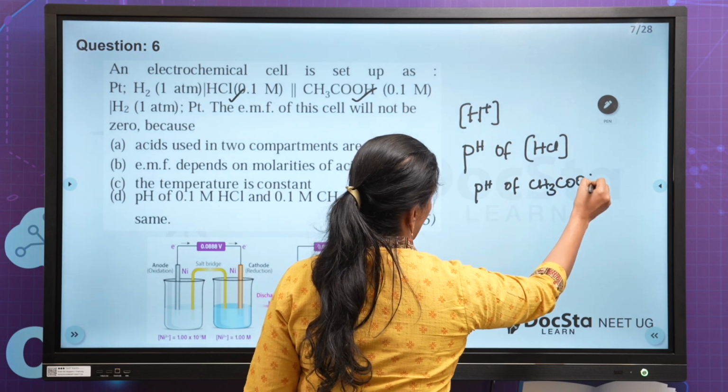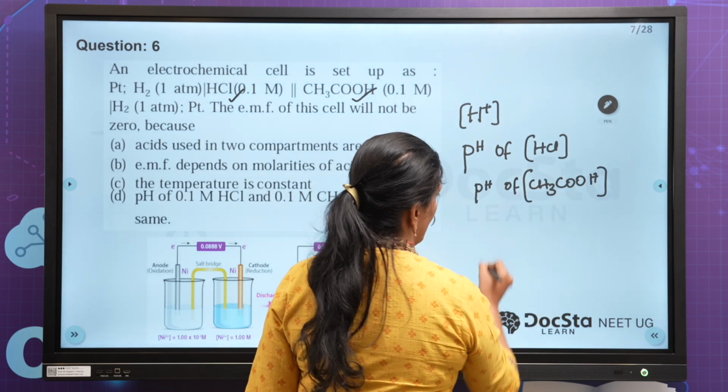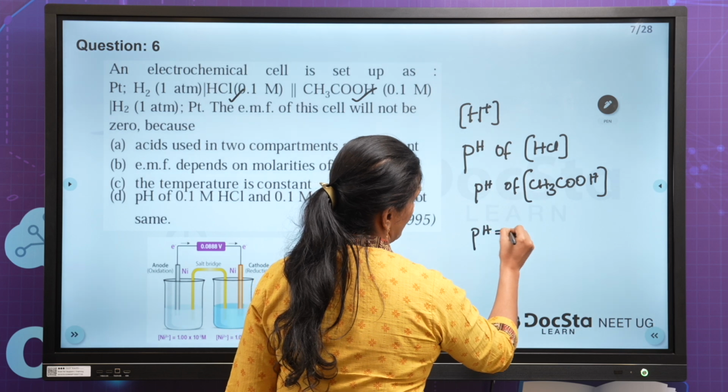The pH of the two will not be the same, because pH, we know, is minus log H+ ion, isn't it?